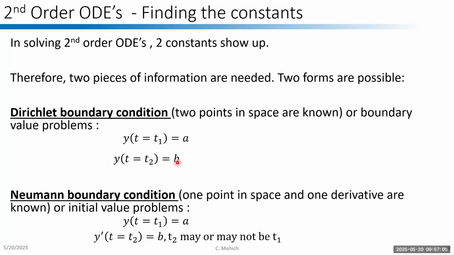I can also have a Neumann boundary condition, where I know information about the derivative at a point in space. So I know information at a point in space, y at t equals t1 equals a, and I know information about the derivative, the derivative of y at some point t2 equals b. And in this case, t2 may or may not be t1, right? So I can have them at the same point or at different points, and then I can move forward.